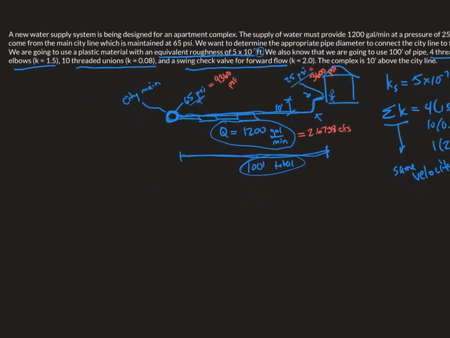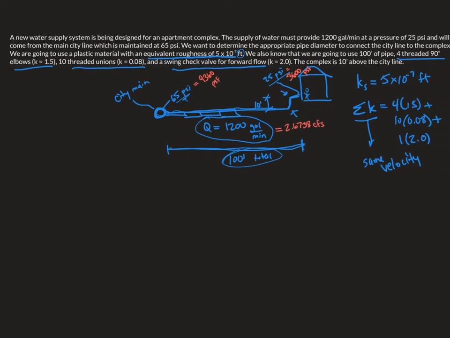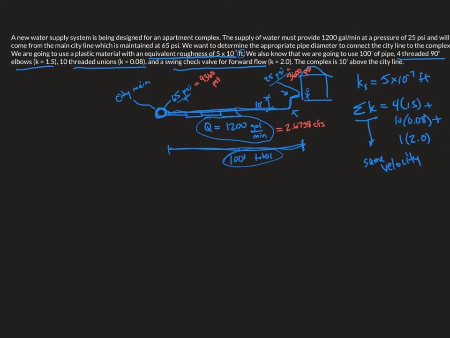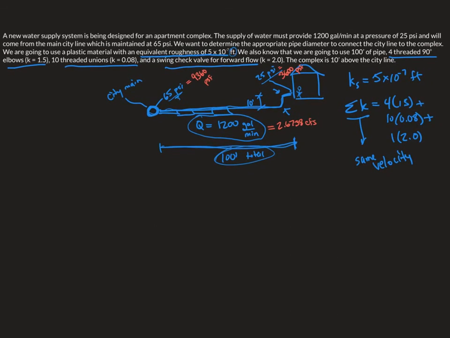So again, what this is driving at: as soon as we see all of these Ks, we're thinking, okay, we're dealing with the energy equation. But the more important one is this Ks, because that tells us that we're dealing with f. And if we're dealing with f, that means we're dealing with the Moody diagram.